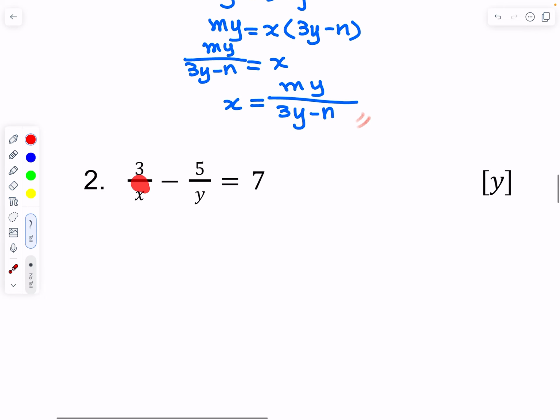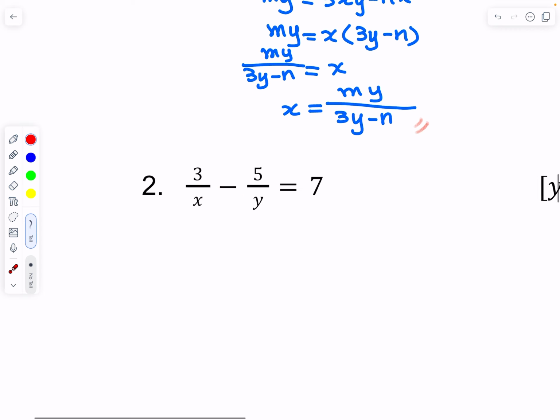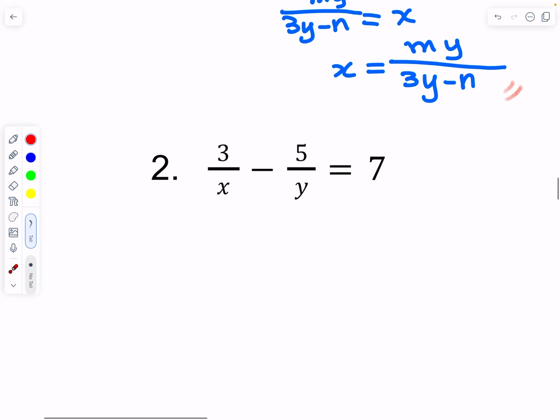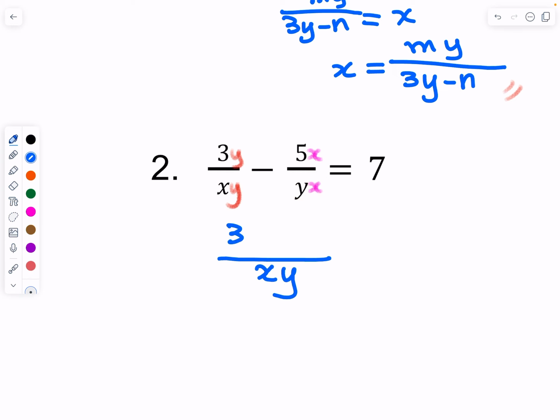Same for this question, but this time you need to make y the subject. So first job is to see the denominators, are they the same? If they are not the same, make them the same. How do I make them the same? Multiplying each other. This side does not have y, so you also give y on the top. This side does not have the x, so you also give the x on top. So now are they the same? Yes, they are the same. If they are the same, combine it and then write the things on top.